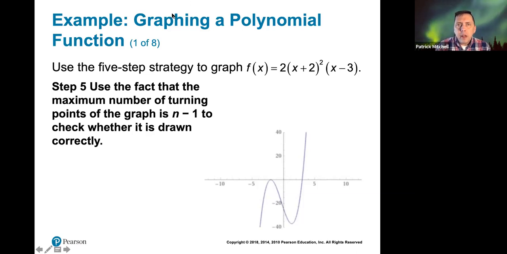Notice that it's bouncing off the x-axis at negative 2, 0. It's crossing through the x-axis at 3, 0. It's going through the y-intercept of 0, negative 24. And it's also passing through the points, what were they, negative 1, negative 36, and 2, negative 32. All right. So that right there is a typical degree 3 polynomial graph.